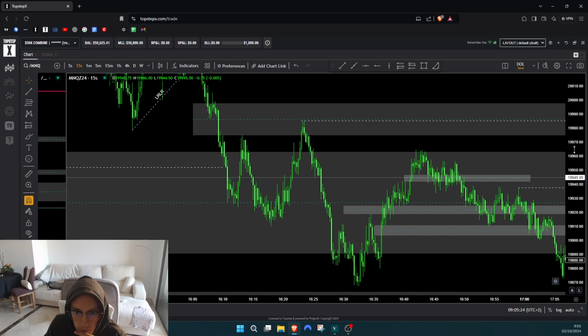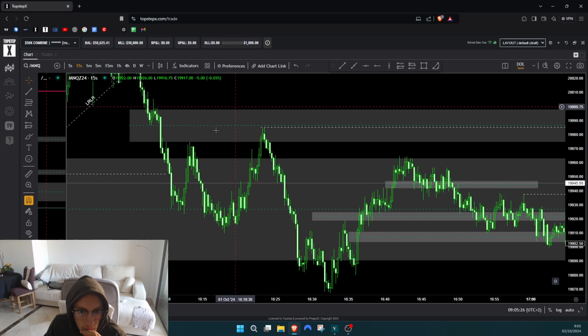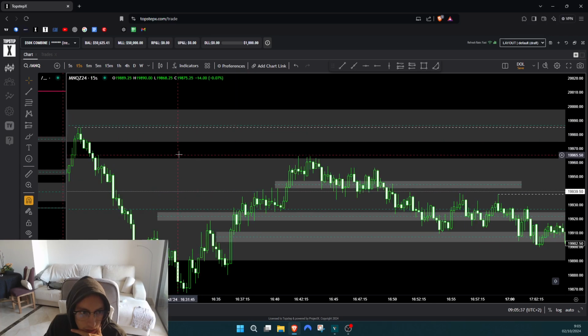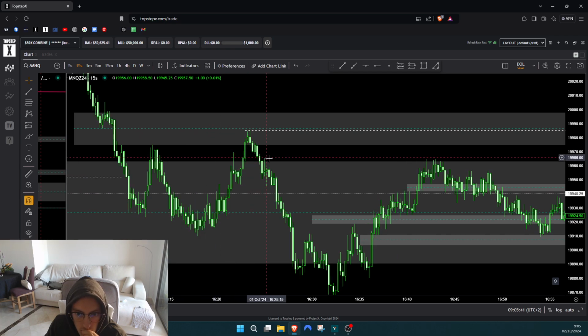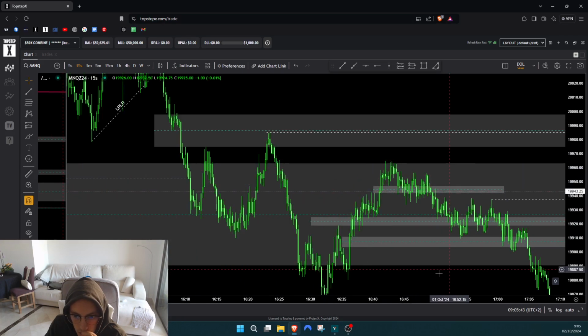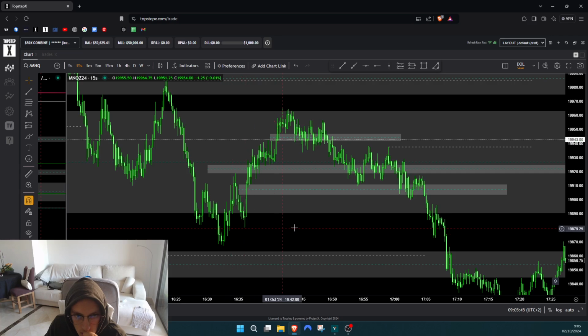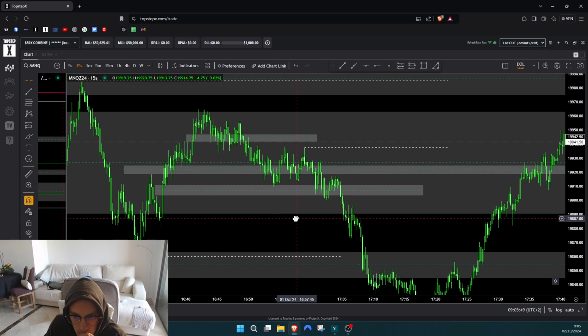So obviously here we came up, pushed back down, generated all this liquidity, came up, took this liquidity, and then pushed down, and I was looking for shorts here. So wait, 1701 actually. Yeah, I said 1701.